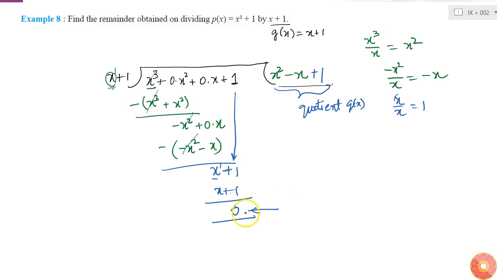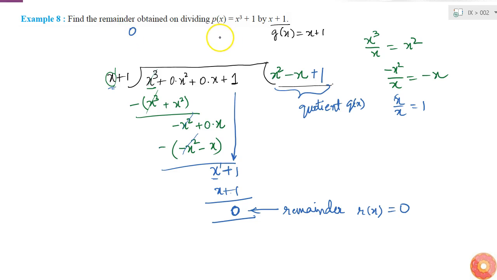Correct? Why is this the remainder? Because here the degree of this polynomial is less than the degree of the divisor. Therefore, this is my remainder. I'll call it r of x. I can see that the remainder r of x is equal to 0. Therefore, the remainder obtained upon dividing p of x by x plus 1 is 0.